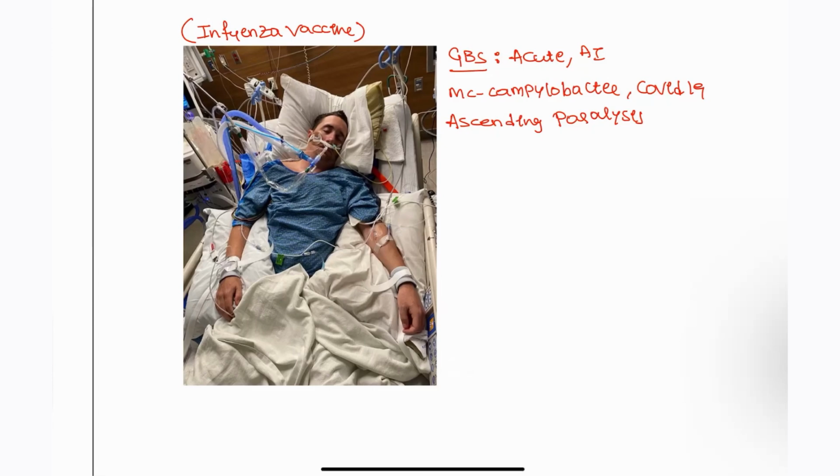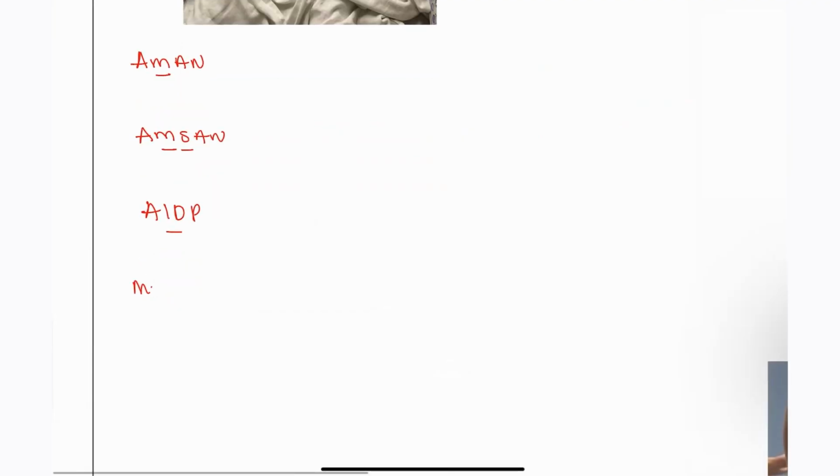Next, the GBS condition has some important points. There are four types. One is AMAN, where only the motor is involved. Next, the other one is AMSAN, where motor and sensory both are involved. Next, AIDP, which involves demyelinating nerves. The last type is Miller-Fisher, which is rare but a very severe condition. AIDP is most common in India.